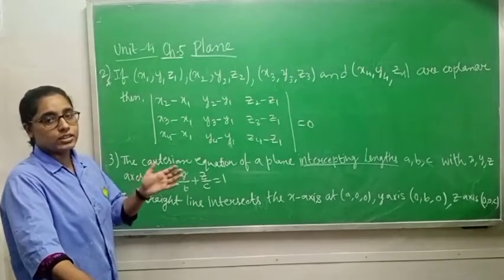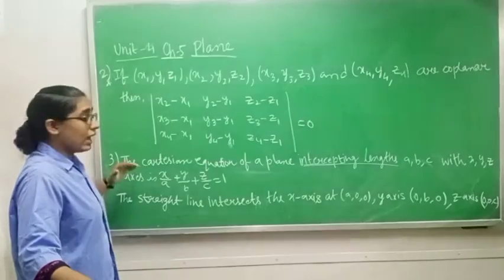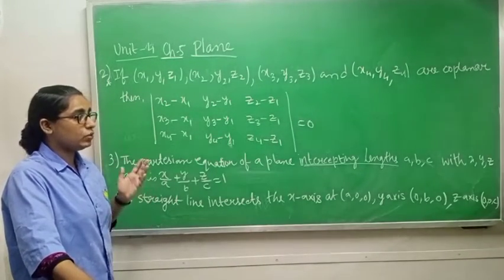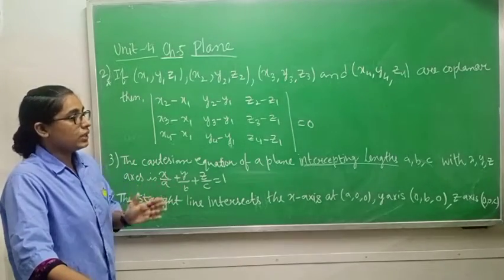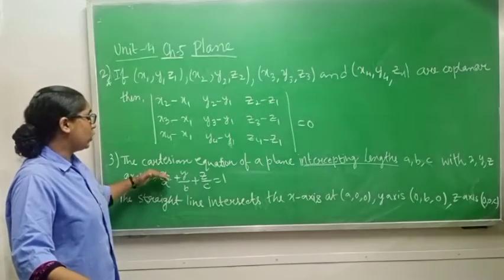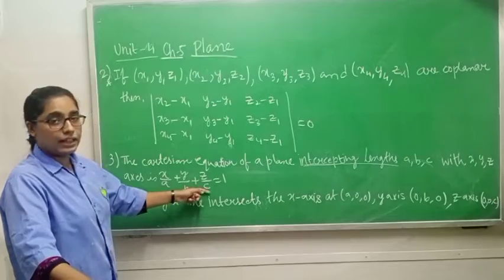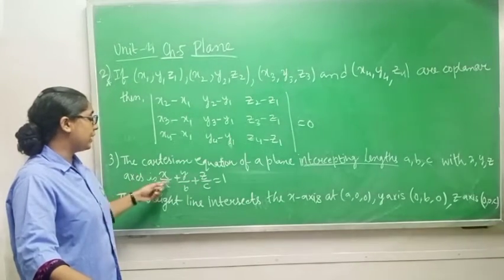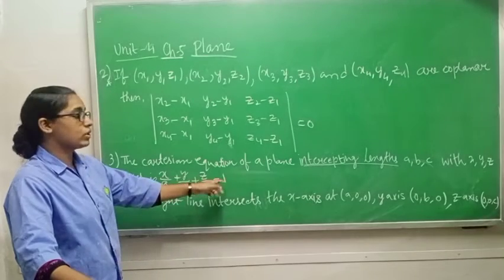So when they ask to find the Cartesian equation of a plane intercepting lengths 1, 2, 3 with the x, y, z axes, then what you will do is put the a, b, c values and you will get one equation. So the formula is x/a + y/b + z/c = 1.